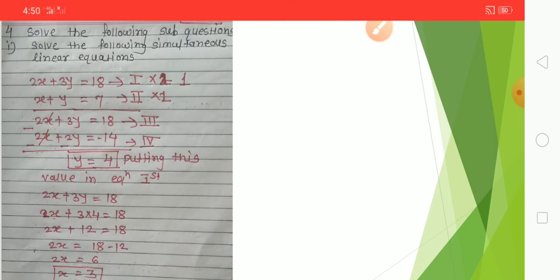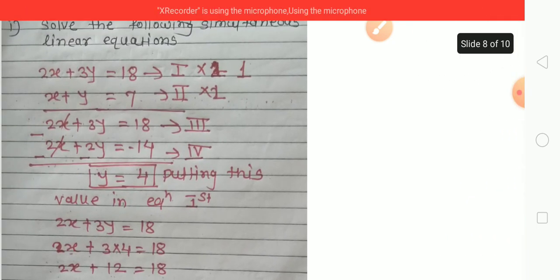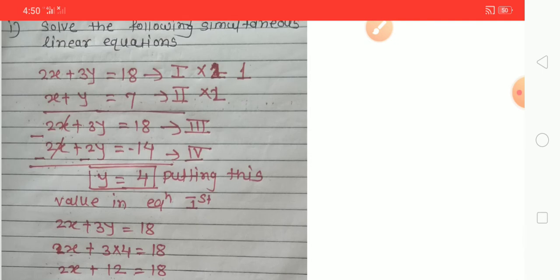So the first equation is multiplied by the coefficient of x in the second equation. The coefficient of x is 1, so multiplied by the first equation. The second equation is multiplied by the coefficient of x in the first equation, that is 2. So 2 multiplied by the second equation. So we get 2x plus 3y is equal to 18, and 2x plus 2y is equal to 14.